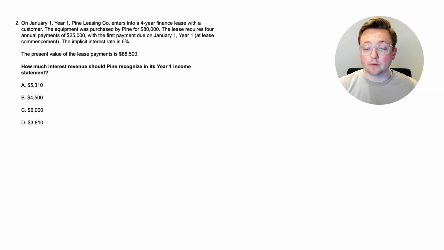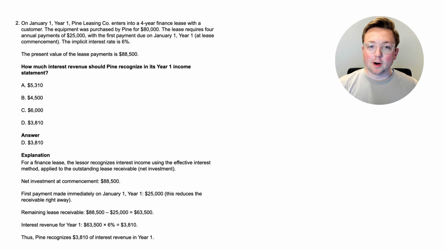So again, how much interest revenue are they going to recognize in the year 1 income statement? If you have no idea how to do this, that's okay. We're going to learn how to do it, but if you have an idea, maybe pause the video and give it a try, and when you're ready, come back, we'll look at the answer together. All right, here we are. The answer is D, $3,810. That's how much interest revenue they're going to recognize. Let's go through this to teach you how.